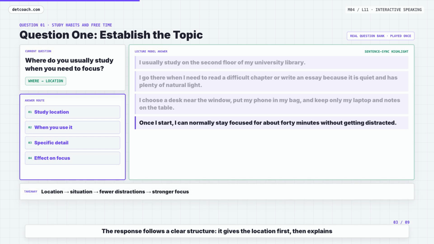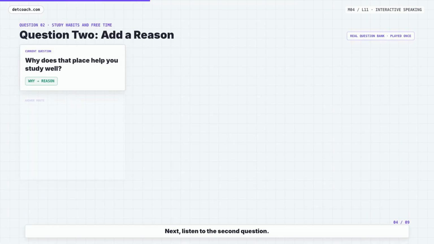The response follows a clear structure. It gives the location first, then explains when the speaker goes there, how distractions are reduced, and the resulting effect on concentration. Next, listen to the second question.